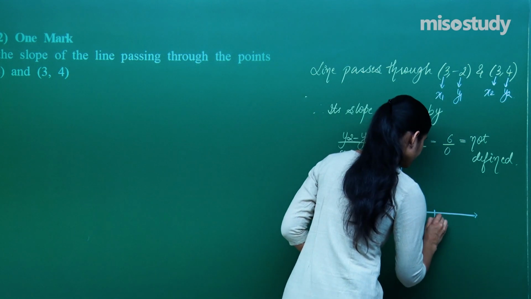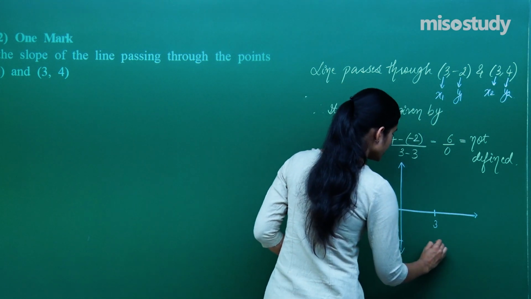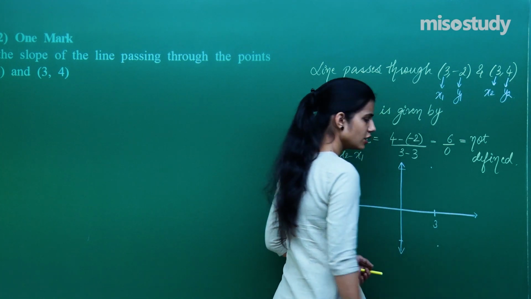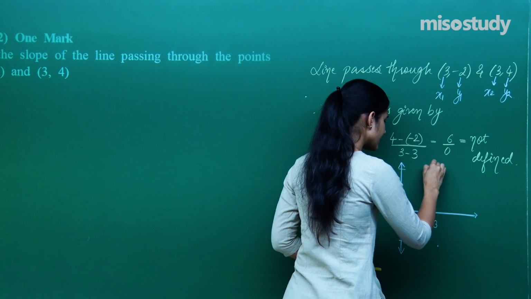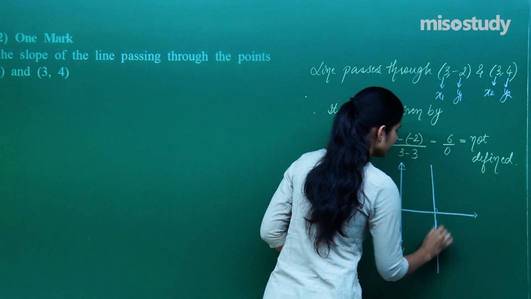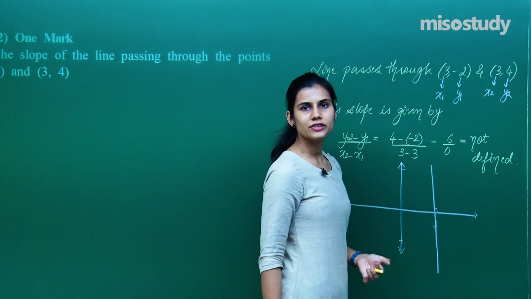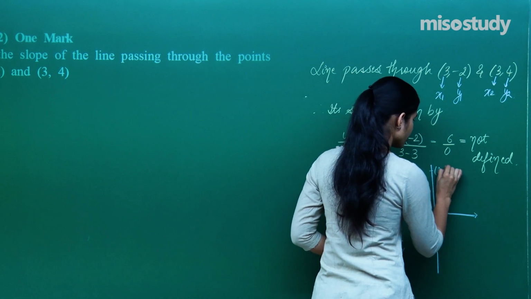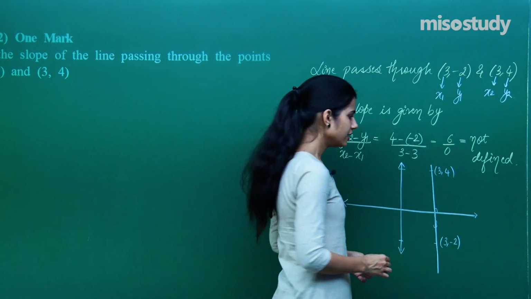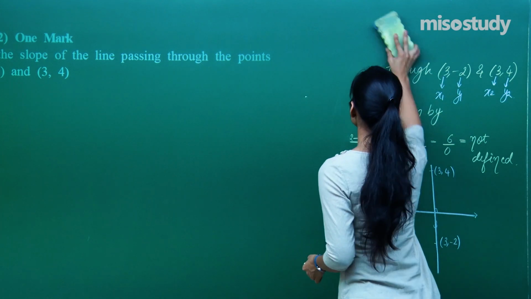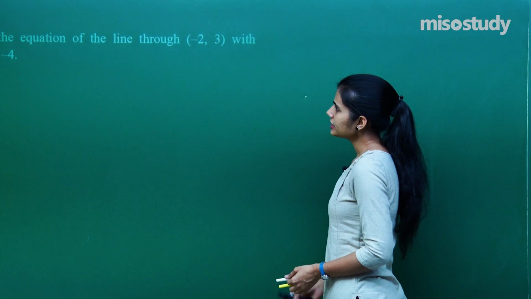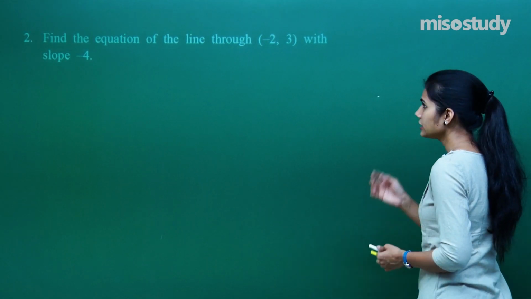Here suppose this is 3, then (3, -2) is somewhere here and (3, 4) is somewhere here. So when you talk about the line passing through these 2 points, it actually is a line which is perpendicular to x-axis, and that is why this line was having slope as not defined. So this point is (3, 4) and so this point is (3, -2). Clear? So it was obvious that this line is going to have its slope as a not defined or undefined quantity. Next question says that find the equation of the line passing through this point with slope -4.